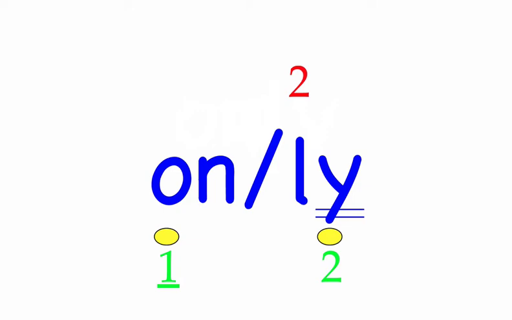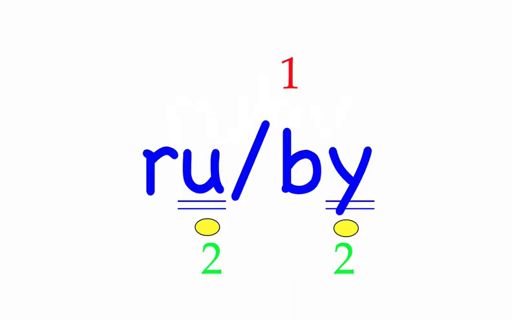Ruby. Ruby. A ruby is a precious stone. Ruby. Ru, two sounds, r, u. B, two sounds, b, e. Ruby, mark the word. Ruby.